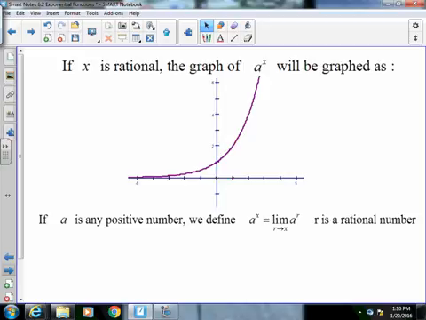If x is rational, the graph of a to the x will always be graphed like this. If a is any positive number, we define a to the x being the limit as r approaches x of a to the r. And r is a rational number, so your graphs will roughly look like this.